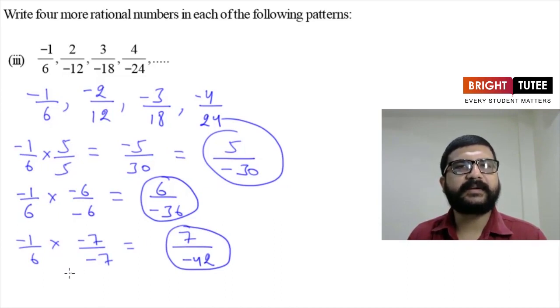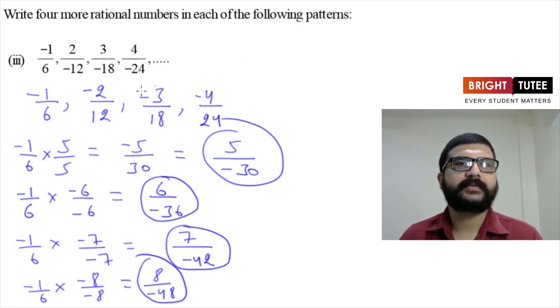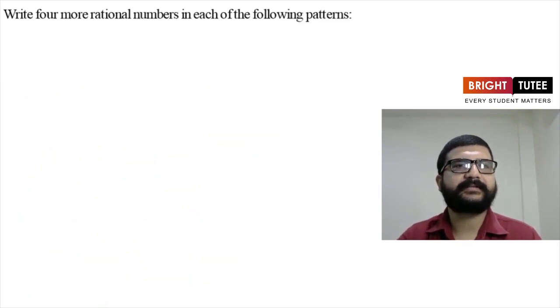and the last number, or the fourth number, we can say it is not the last number. We can have many more rational numbers in this pattern. So the next number is minus 1 upon 6 into minus 8 upon minus 8. Now this will be 8 upon minus 48. Now these are the 4 rational numbers in this pattern. Now let's see the next pattern.